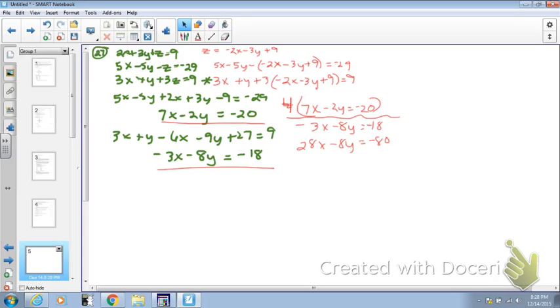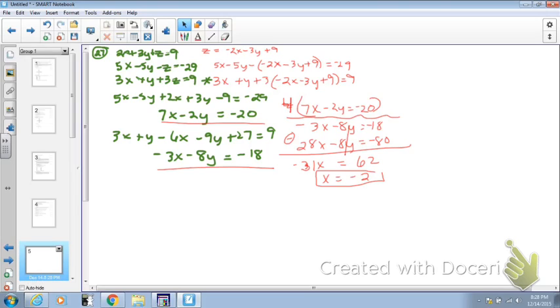And I have two like terms. I'm going to subtract those columns. So I have negative 3 minus 28 is negative 31x, my y's will cancel, and negative 18 plus 80, because minus negative 80 is plus 80, equals 62. And I'm going to divide by negative 31, and I get x equals negative 2.